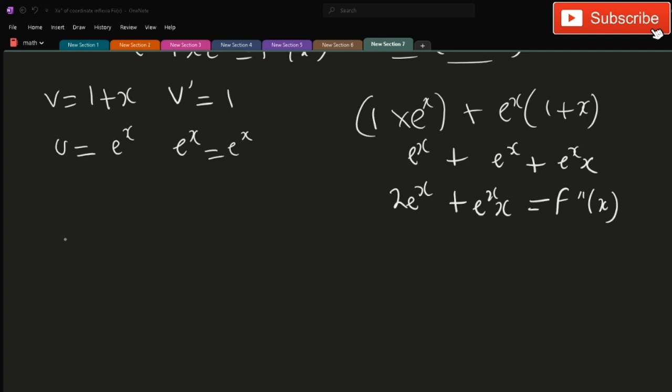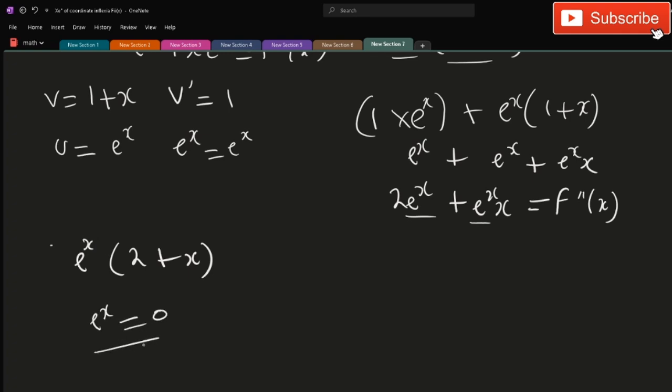So now that we have the second derivative, we'll equate it to 0. But first, let's actually factorize. As we see, we have a common factor. So that would be e^x (2 plus x). And we know that e^x equals 0 is false. It's impossible, because it's in the power, and it just has to be greater than 0. e to the power of x always has to be greater than 0. So we know that's incorrect.